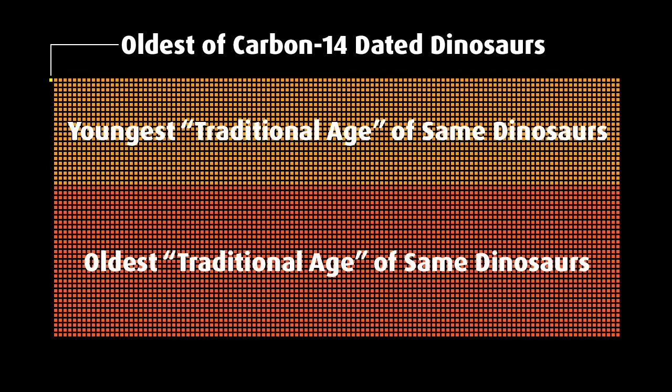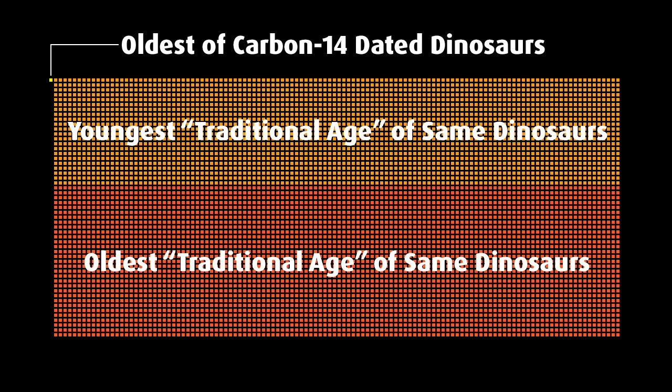So you can see this visually. The little white block in the upper left corner represents a 60,000 year block. That's the oldest possible that any sample should have any detectable carbon-14. The yellow blocks are the absolute youngest ages that traditional science pegs the age of dinosaurs. And going to the bottom of the red blocks, that's the oldest traditional age. You can see that those two just don't match.